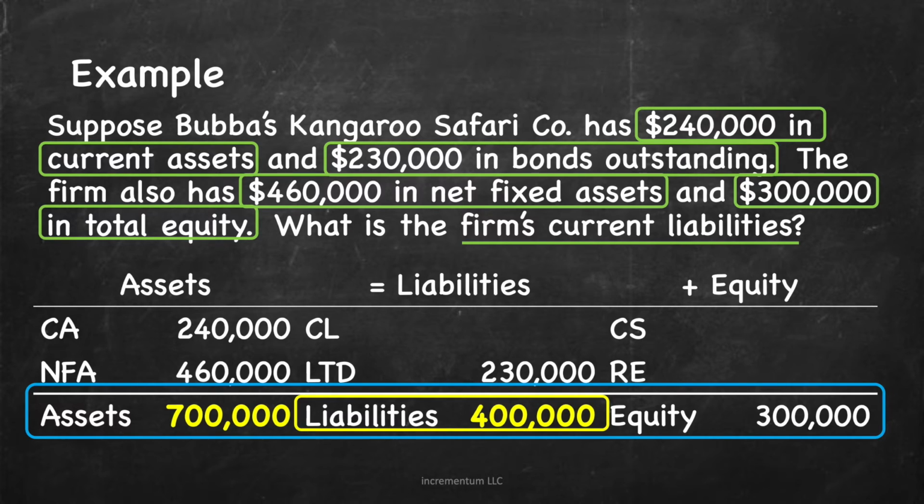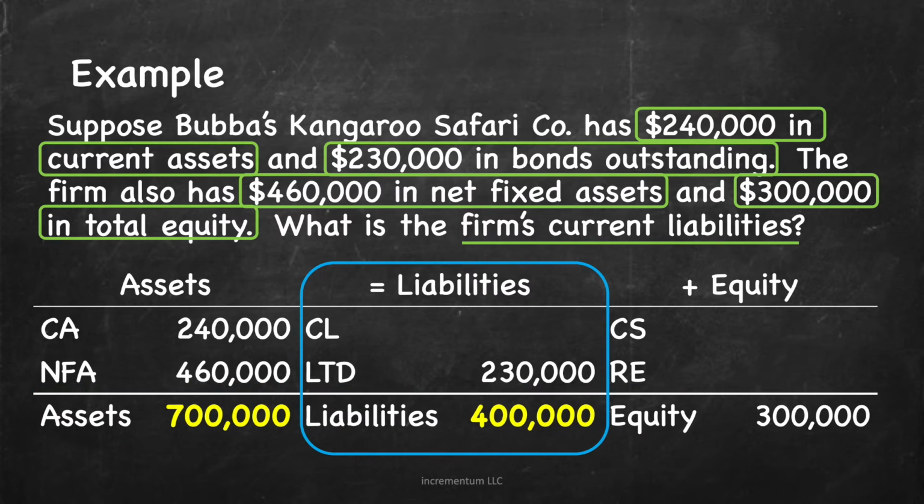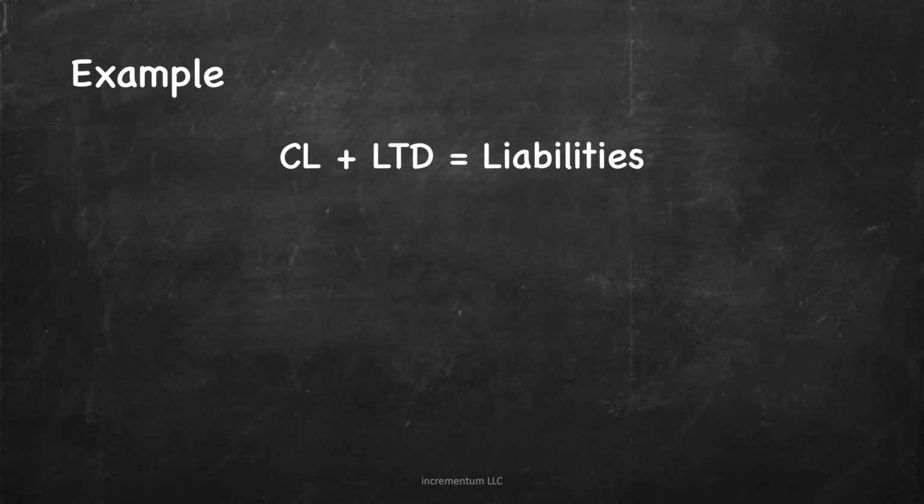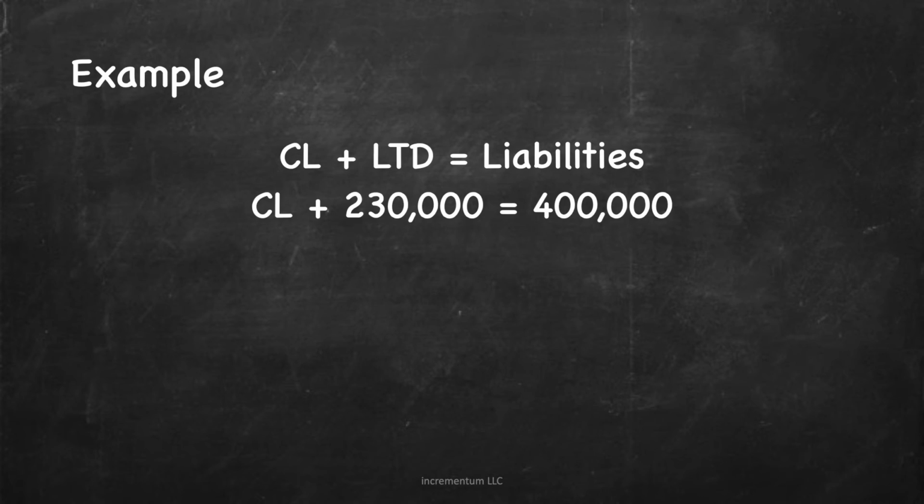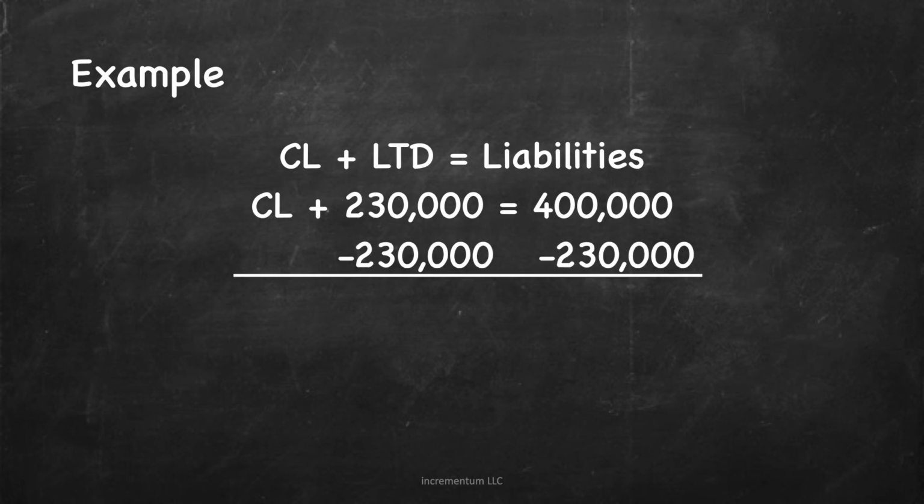And if we look at the liabilities section, we can see that current liabilities plus long-term debt gives us total liabilities. Since we have long-term debt and total liabilities, we can solve for current liabilities. So let's go ahead and write down that equation. Current liabilities plus long-term debt equals total liabilities. Long-term debt is equal to $230,000 and total liabilities to $400,000. To solve for current liabilities, we'll subtract both sides by $230,000. It cancels out on the left-hand side, and we're left with current liabilities are equal to $170,000.